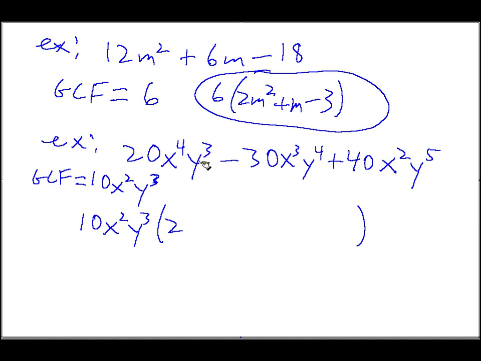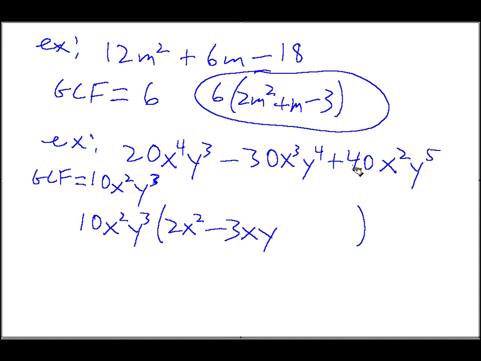And that's it, because y cubed is already covered. So 2x squared is what I need. How about the 30x to the third y to the 4th, second term? Well, that's going to be minus 3 because 10 times 3 will be 30. x squared and x cubed, I need one more x. How about y cubed and y to the 4th? I need one more y. Hopefully you're getting the idea here as I'm working out this example for you.